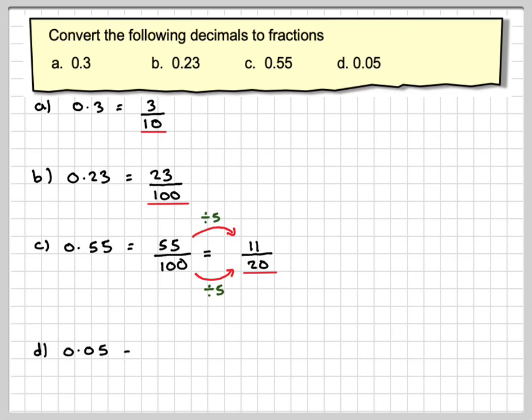And the last one, 0.05, well, this becomes 5 over 100. And again, we can divide the numerator by 5 to get 1, and the denominator by 5 to get 20.